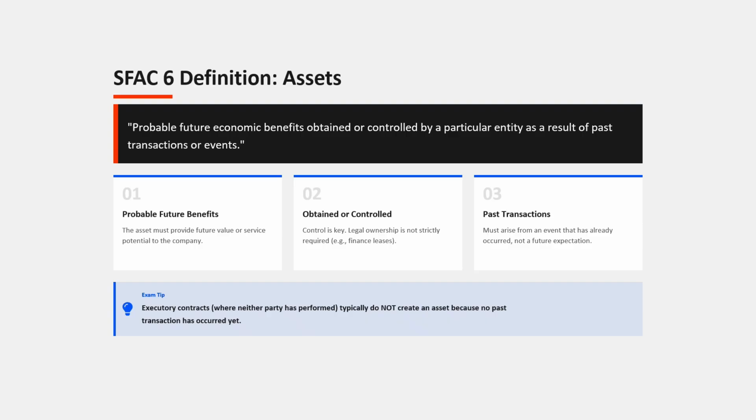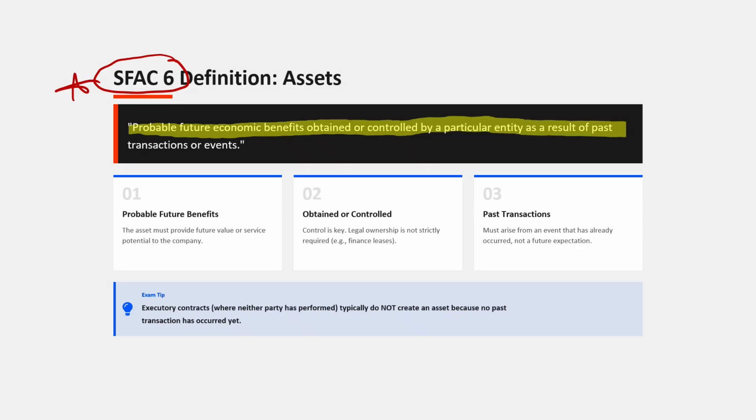So here we have the SFAC 6 definition of assets. So what is an asset? Basically, assets are probable future economic benefits obtained or controlled by a particular entity as a result of past transactions or events. I have an accent, I hope hearing it is not very boring for you, but I'm going to split it into several groups. So what does it mean? Or the question would be, what is considered an asset? What do we need to look for in order to say, okay, this thing is an asset? There are a couple of things we need to look at.